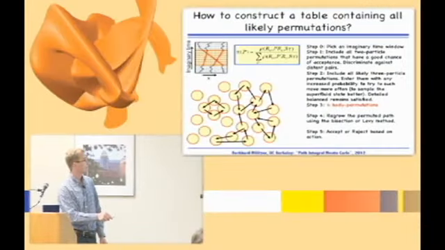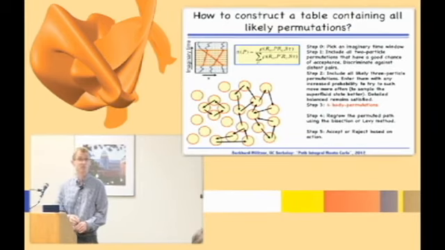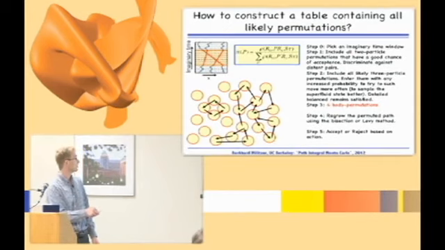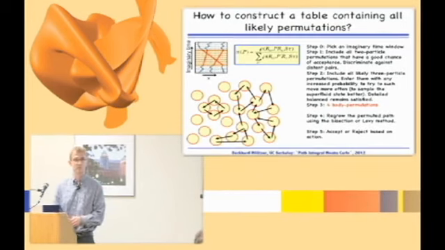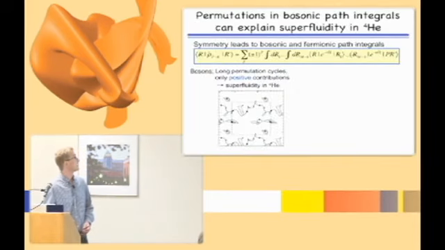Okay, so once we pick our permutation, we regrow the path and we accept or reject based on the interactions. So that can be devastating. If you ignored one of those particles and you're just trying to walk through it, it will just be rejected because the potential is very repulsive. So if you have a superfluid system, I already said that it's related to this winding of the path. So how does it really work?